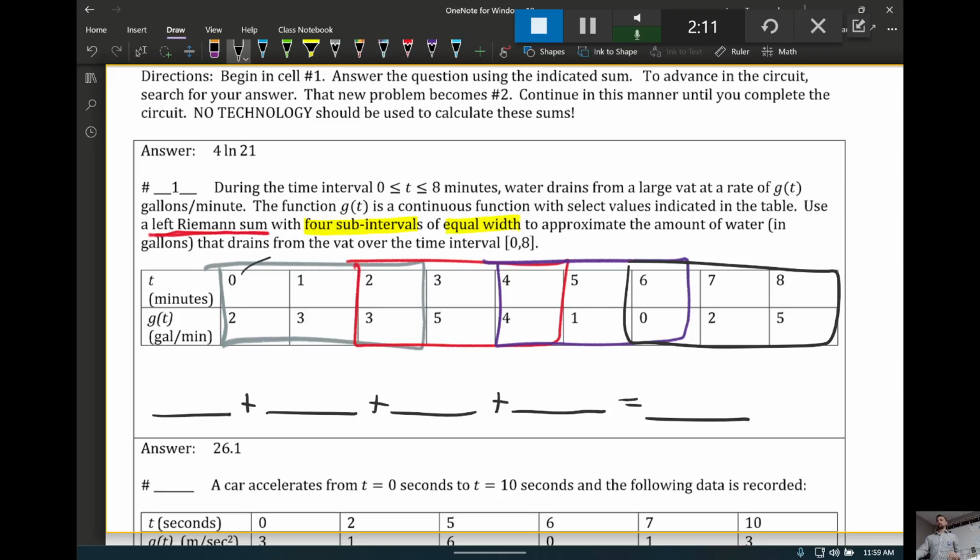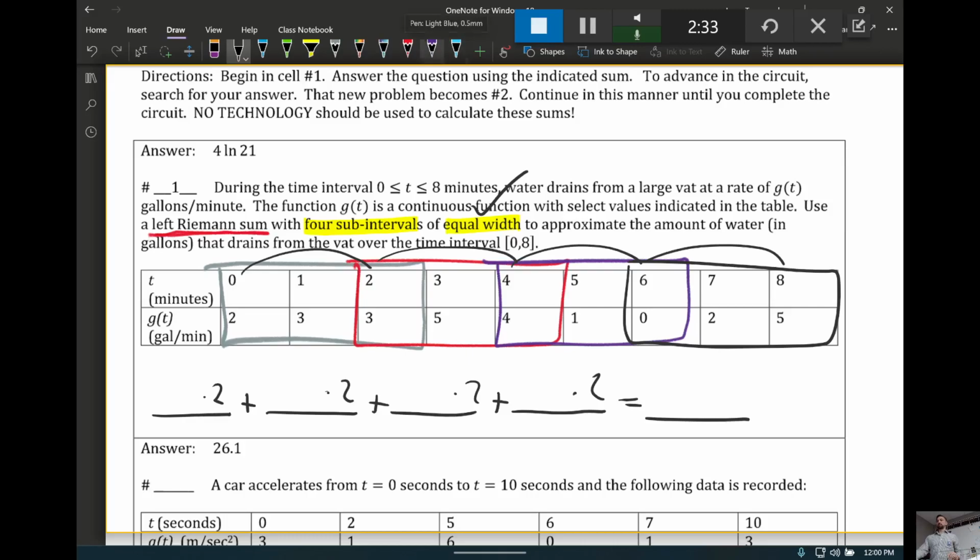And then to go from 0 to 2, this guy has a width of 2. From 2 to 4, this guy has a width of 2. 4 to 6 has a width of 2. 6 to 8 has a width of 2. Which makes sense because they said these are supposed to be of equal length. Or equal width, sorry, equal width. The length is what we need to be careful about.